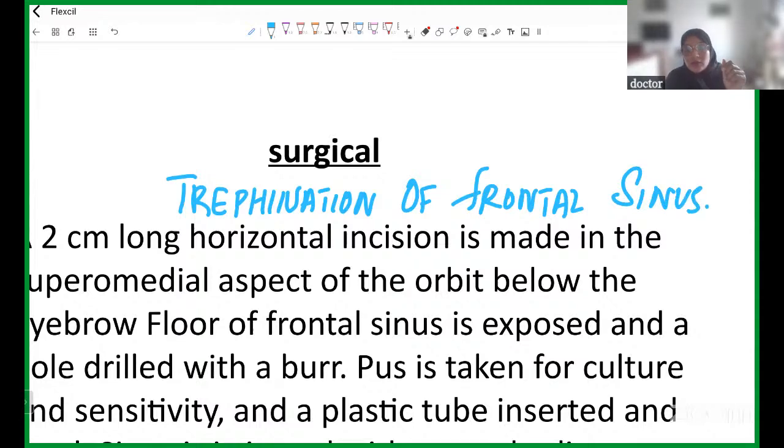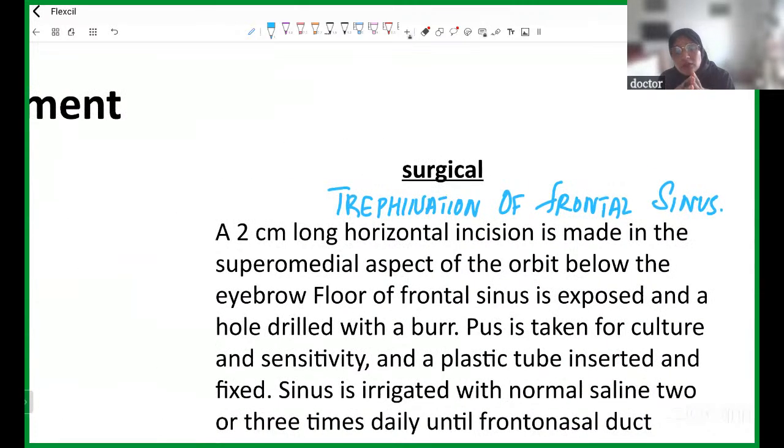So what happens here is that if the patient does not get managed by conservative treatments, he is not relieved of his pain, he is having fever, even after continuing conservative management for more than 2 days, he has lid swelling, eye swelling, there is higher chances that he might have orbital cellulitis. So you drain the frontal sinus externally. So what you do, you make a 2 centimeter long horizontal incision in the superior medial aspect of the orbit. So this is your orbit.